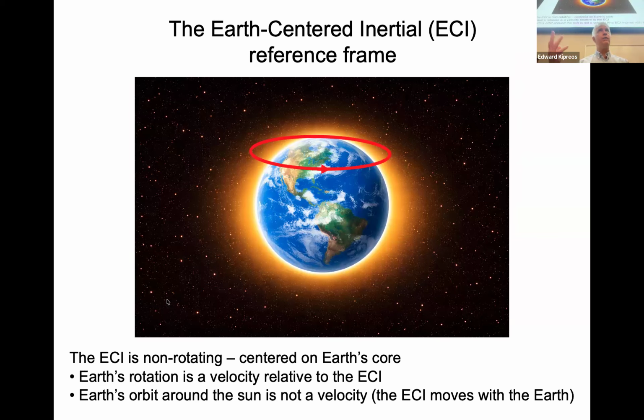So for the Earth, if you're near the Earth or on the Earth, the preferred reference frame is going to be the Earth-centered inertial, or ECI, reference frame. So this is a well-known reference frame, and it's non-rotating. So as the Earth is rotating, that rotational velocity is going to be an actual velocity relative to the preferred reference frame. But as the Earth goes around the sun, there won't be any velocity, because the ECI moves with it because it's centered on its gravitational core. Okay, so the only velocity we have to worry about here is the rotational velocity of the Earth around its axis.